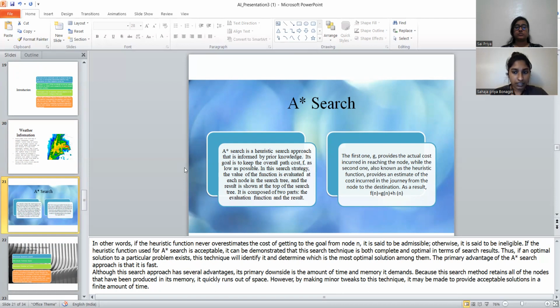An evaluation function has two parts that make it work. The first one is called g, and shows how much it costs to get to the node. The second one, called the heuristic function h, shows how much it costs to get from the node to the destination. So finally, f(n) = g(n) + h(n). Next one.